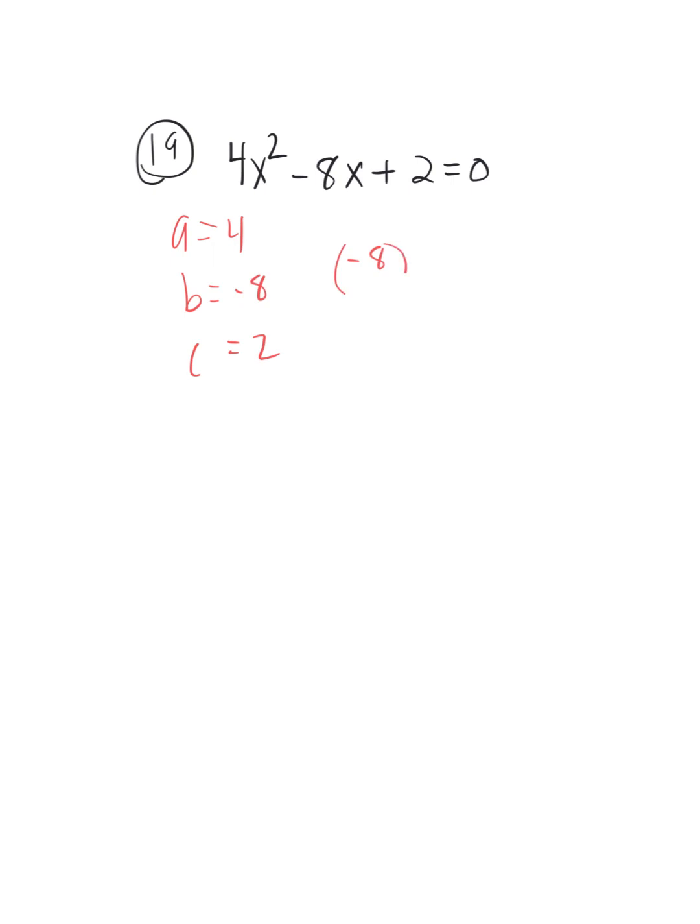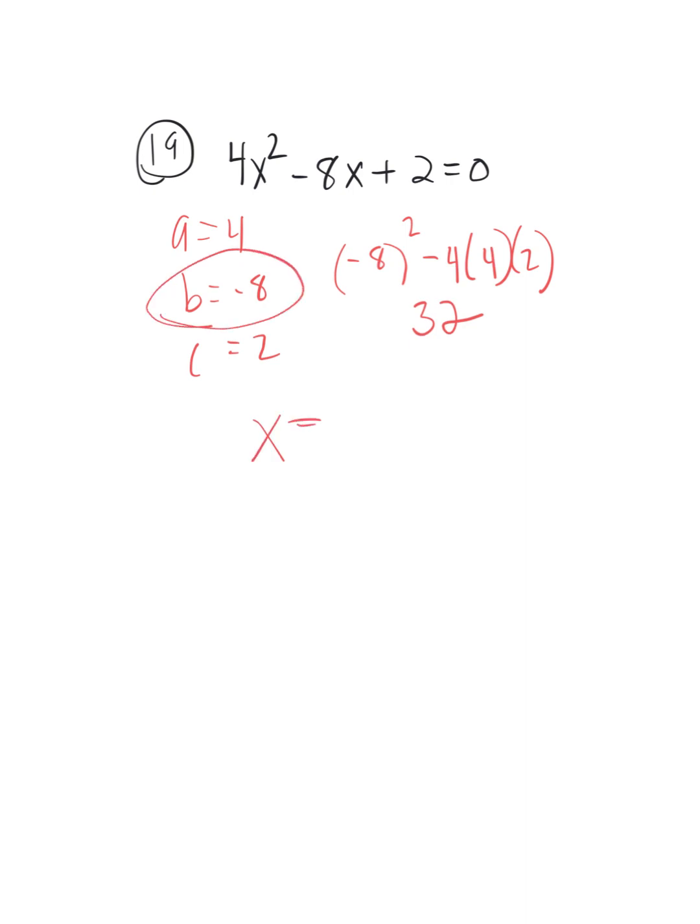So we'll have negative 8 squared minus 4 times A times C. Let me put that into the calculator here. Okay, that is going to give us a discriminant of 32. Positive discriminant tells us keep going, find those two solutions.